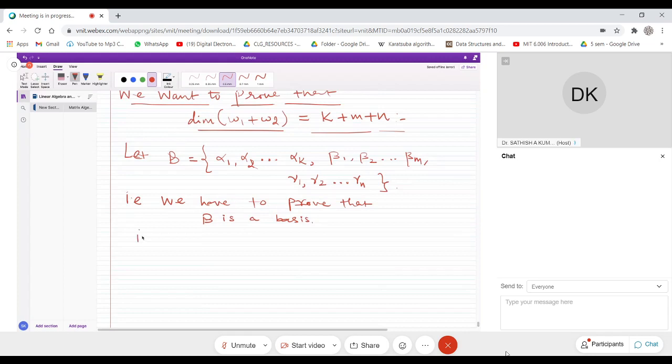Again, what was the thing? There are two things. If you want to prove it is a basis, you have to show that it is a spanning set and linearly independent. So B is a spanning set, we have to prove that, and B is linearly independent. Those are the conditions we have to prove.